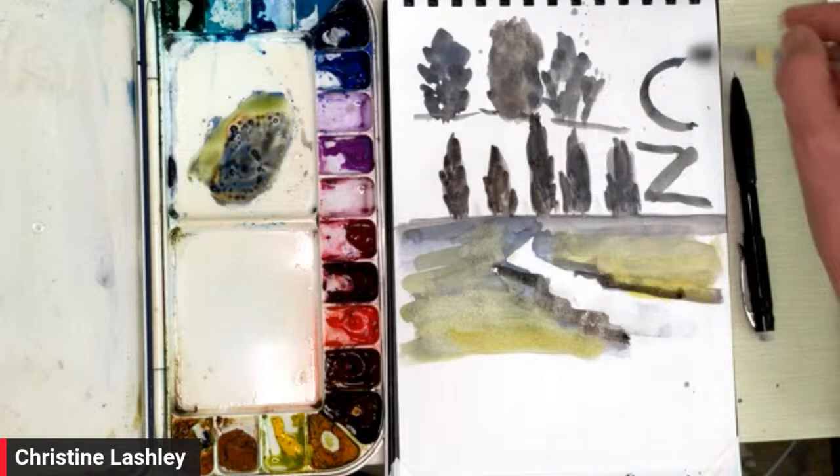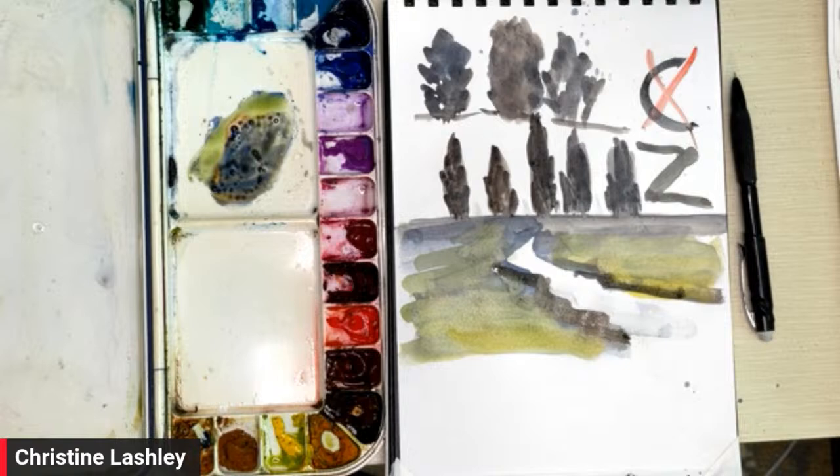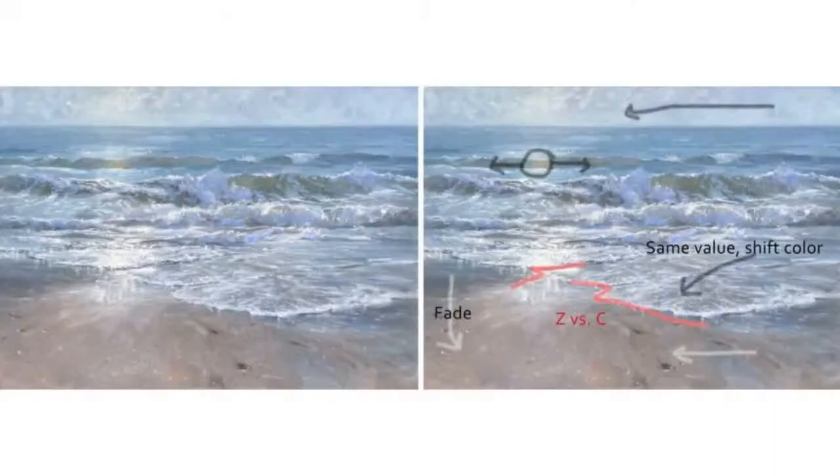Yeah, exactly. Okay. And actually, if we could pull up the ocean example, I have the fade and the Z versus the C for that. Let's hold on to that there. So let's just go through here. Explain what the different markings are that you have. So let's do fade first.